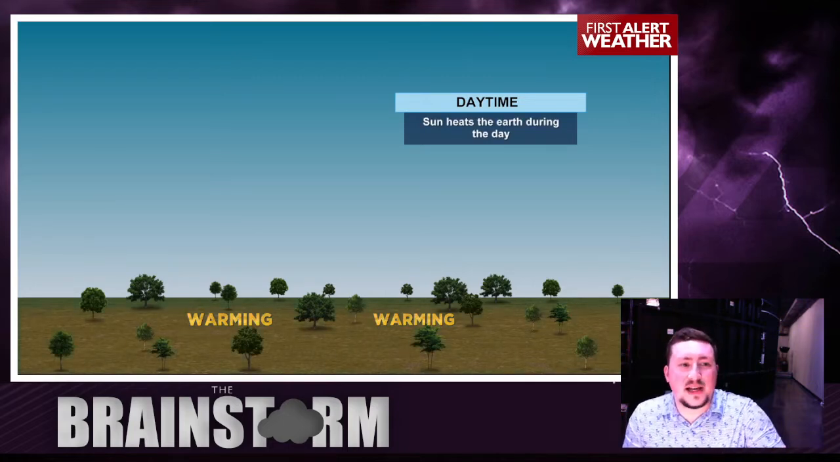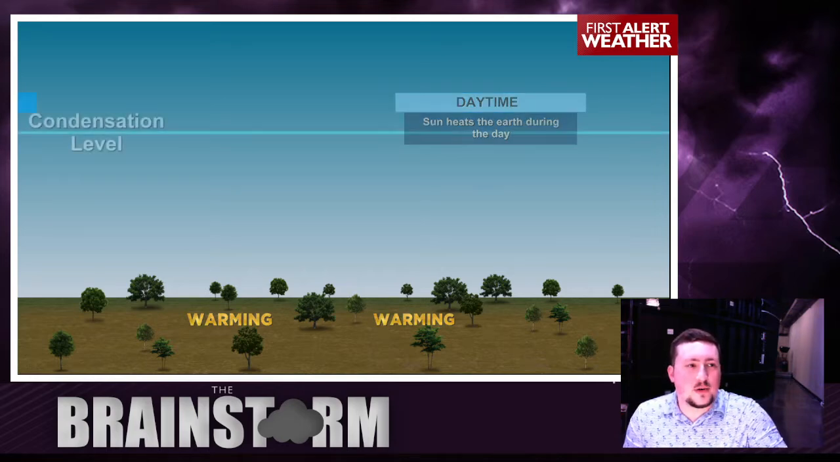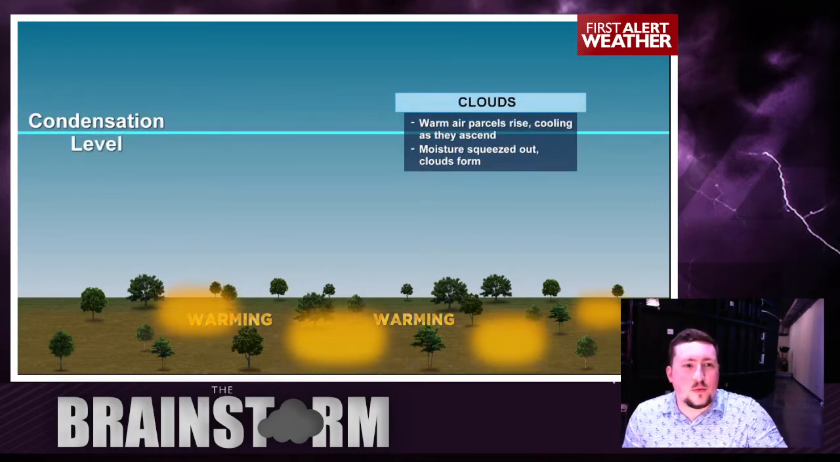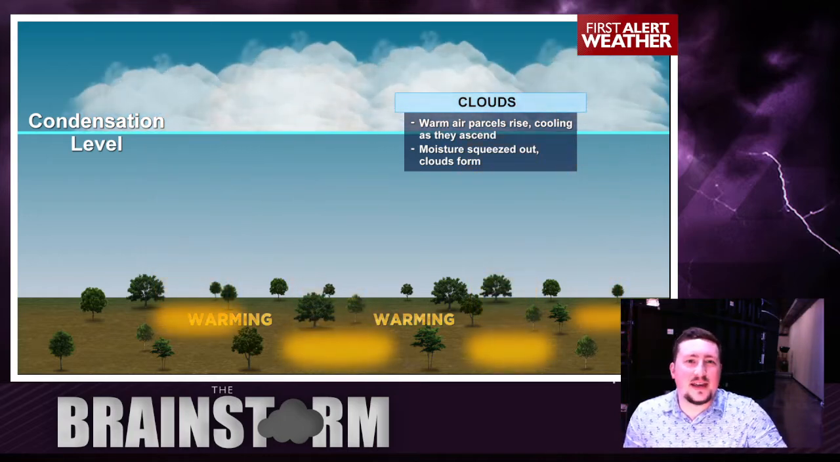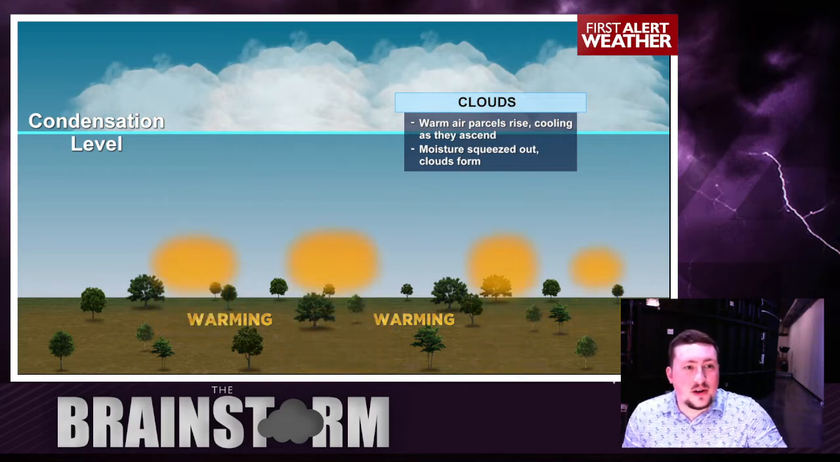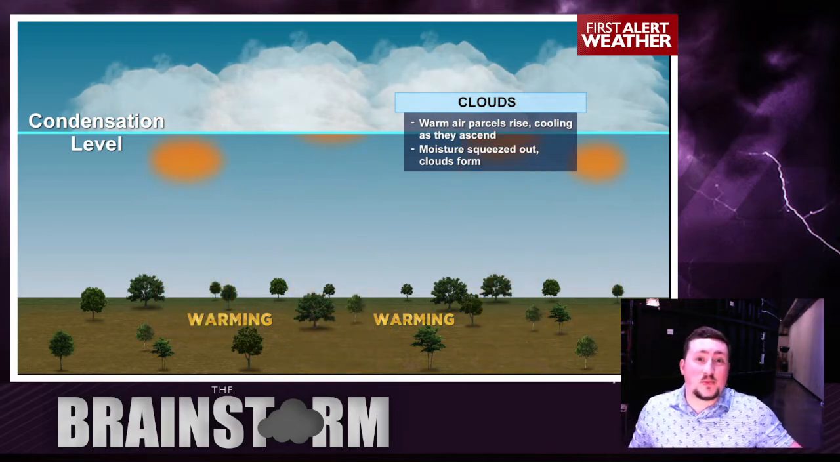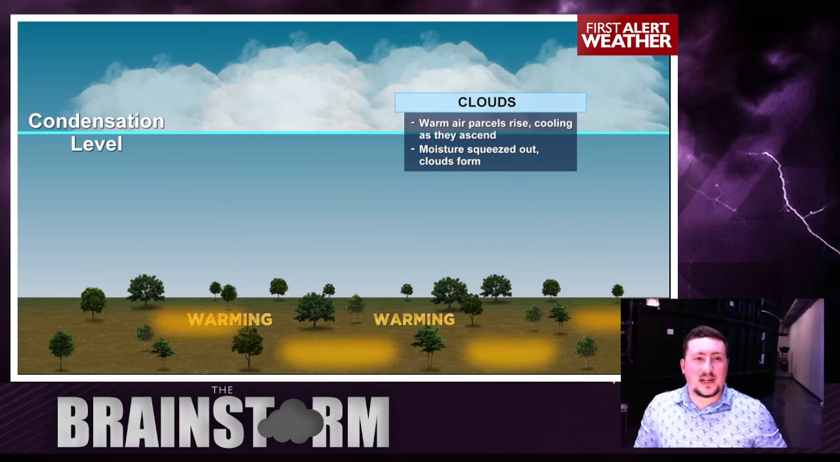So in the daytime, the sun heats up the earth. We see lots of warming during the course of the day. The warm parcels of air rise, they cool as they ascend, and then that moisture that's contained within them reaches a certain level where the humidity reaches 100%, and then you start to see those clouds begin to form.